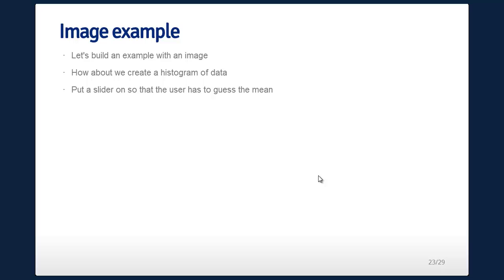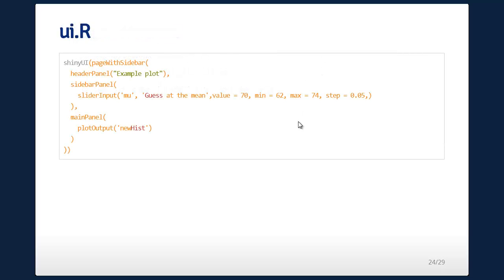Okay, so let me go through showing an image, how to embed an image. And then let's put a slider on it. So we're going to create a histogram and put a slider on it so that the user has to guess the means.